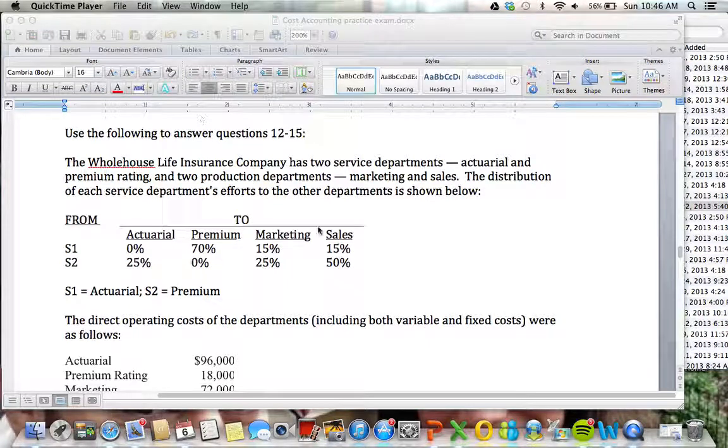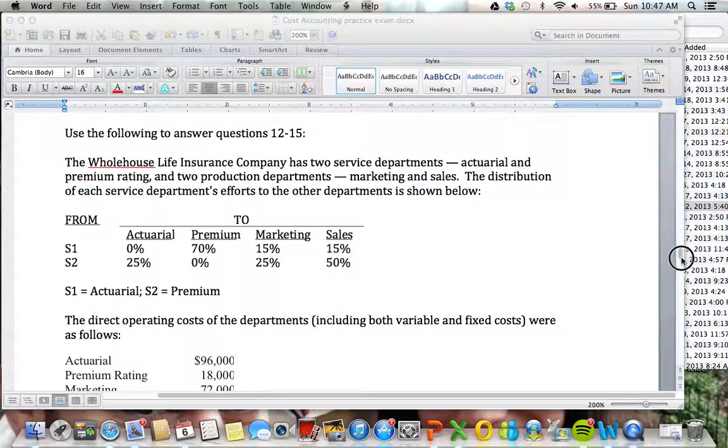Now, moving forward with questions 12 to 15, we're going to go over the allocation to different departments. Now, I'm going to read the problem first. The Whole House Life Insurance Company has two service departments, actuarial and premium rating, and two production departments, marketing and sales. The distribution of each service department's efforts to other departments is shown below. S1 is actuarial, S2 is premium.